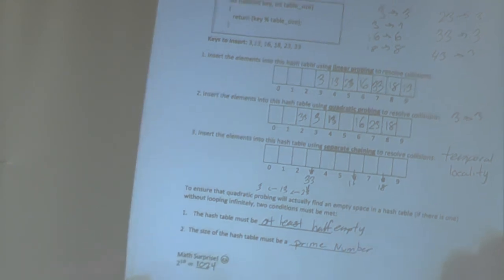So does everyone understand hash tables? Is that clear? Is that good? Okay, awesome. So next topic to talk about is base conversions, bitwise operations, and 2's complement and bit masks.